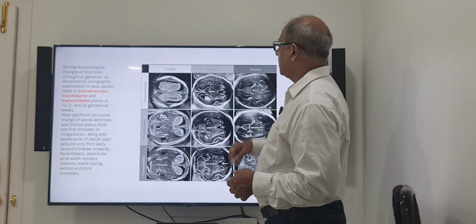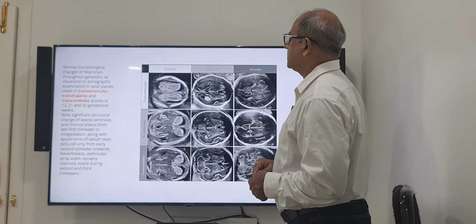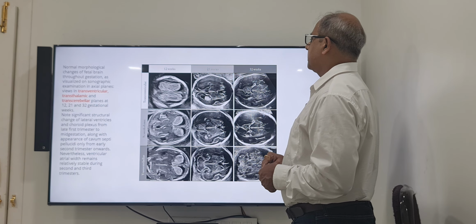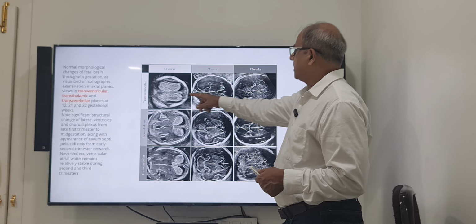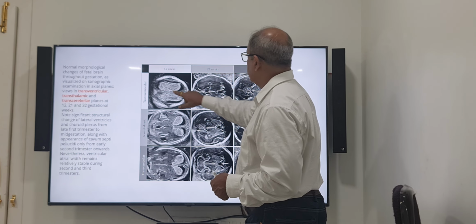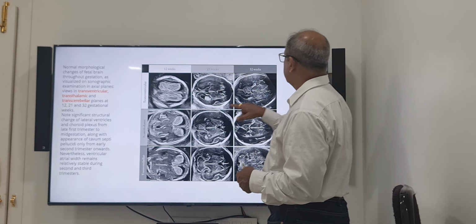Now I am coming again into the actual transventricular normal morphological changes of the fetal brain throughout gestation as visualized on sonographic examination, axial plane, that is transverse plane. The view is transventricular. Now what happens at 12 weeks? Falx, choroid plexus, falx. Now the choroid plexus becomes small at 21 weeks.